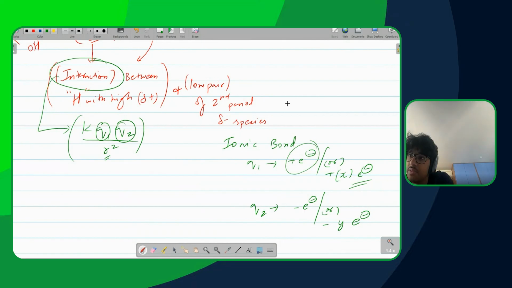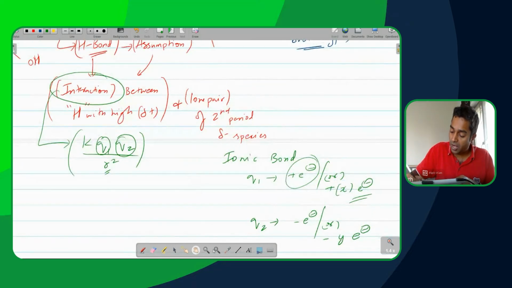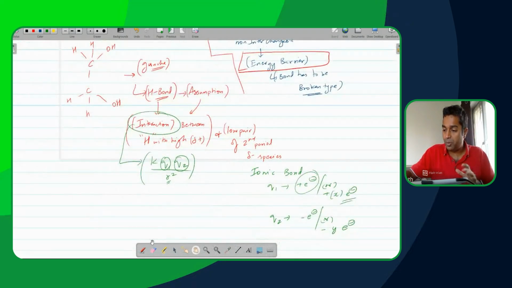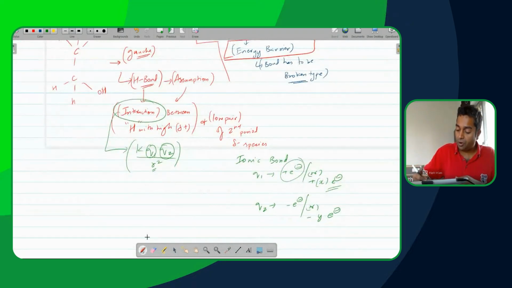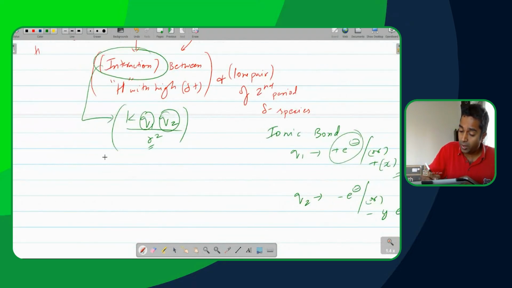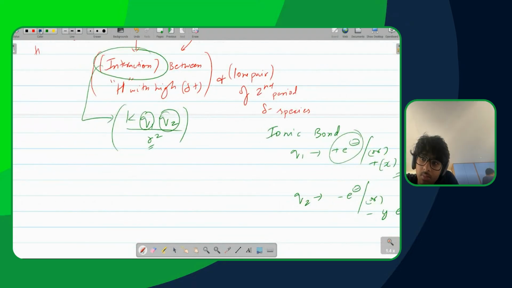Overall forces. Let's talk about other types of bonds now. So that is going to be the best type of interaction. That will be the strongest. The next one which is going to be at play is of course going to be polar covalent.